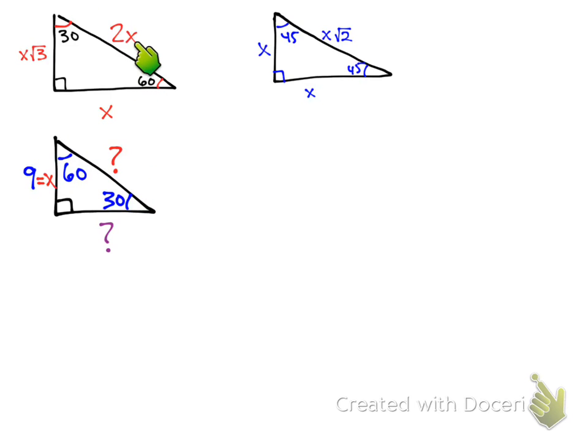We know the hypotenuse is 2 times x, and we know the other leg is x times square root of 3. So the other leg is going to be 9 square root of 3, and the hypotenuse is going to be 18. Alright, so we take x, we multiply it by 2 to get our hypotenuse, which is 18. To get the other leg, the leg opposite from the 60 degree angle, we take x and multiply it by the square root of 3, which is what we have down here.